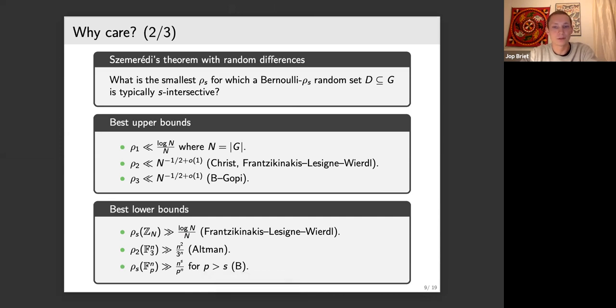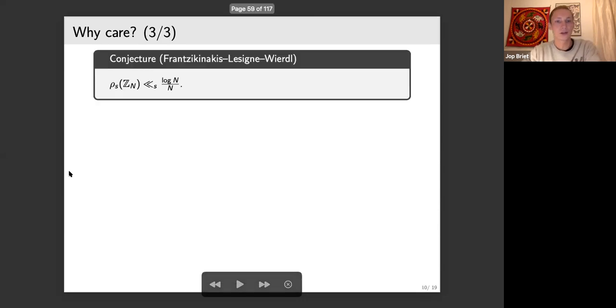These upper bounds and lower bounds are very far apart from each other. In fact, the lower bounds are conjectured to be optimal. So the conjecture appears to be that the upper bounds are very far from the truth. This is a conjecture by Frantzikinakis, Lesigne, and Wierdl over a cyclic group of size n: rho_S is at most log n over n for every S, with the constant maybe depending on S.